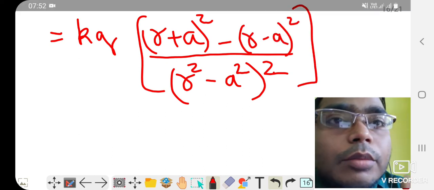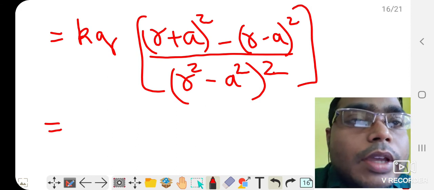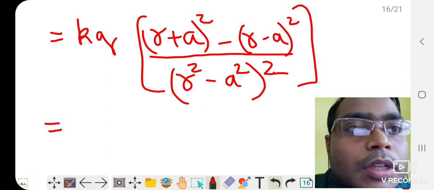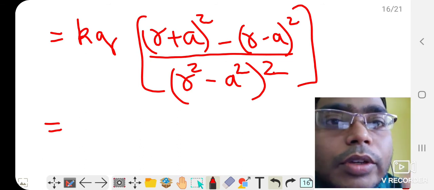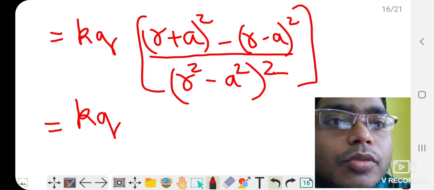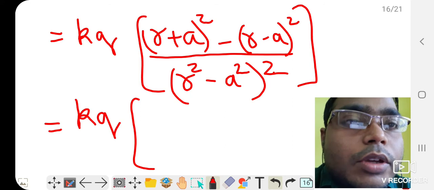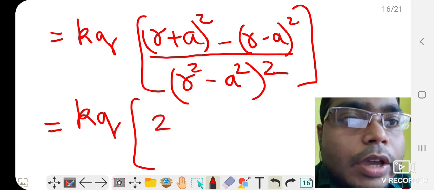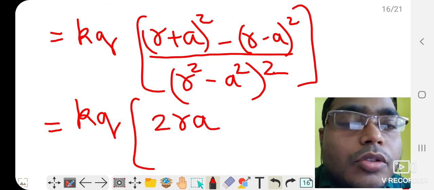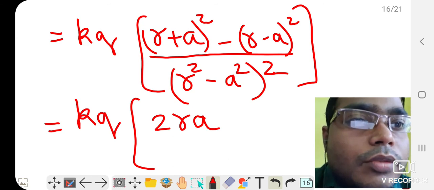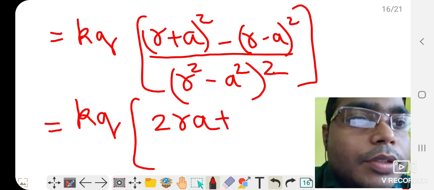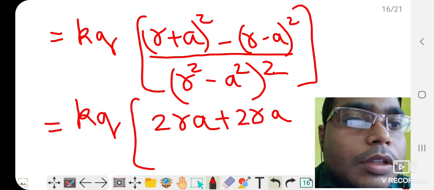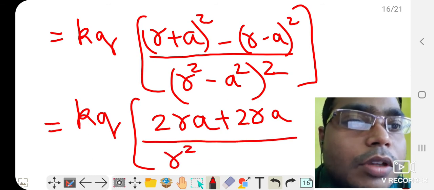Now breaking this term in terms of (a plus b) whole square and (a minus b) whole square. So if we break up this one, then how much are we going to get? (a plus b) whole square. So if we write this one, then r square will get cancelled out, a square will also get cancelled out, and this will be 2 times ra, right? Because one will be 2ra, and again this will be 2ra, right? So plus 2ra divided by the same thing, (r square minus a square) whole square.